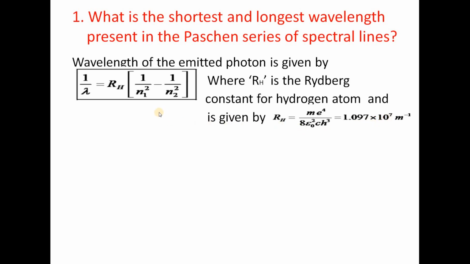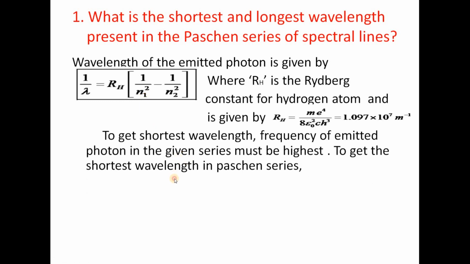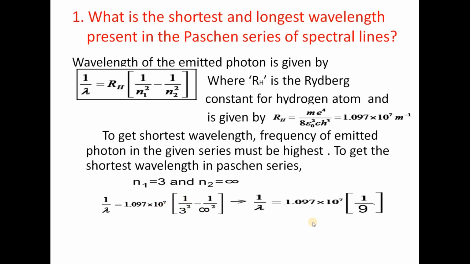So here in this problem, to get the shortest wavelength present in Paschen series, N1 must be equal to 3, N2 must be equal to infinity. If you substitute N1 equal to 3 and N2 equal to infinity in this formula, we'll end up with this equation. Now 1 by infinity square is 0. So 1 by lambda is 1.097 into 10 power 7 into 1 by 9. Now lambda is equal to 9 divided by 1.097 into 10 power 7, by taking the reciprocal. So we'll end up with lambda equal to 8.204 into 10 power minus 7 meters.